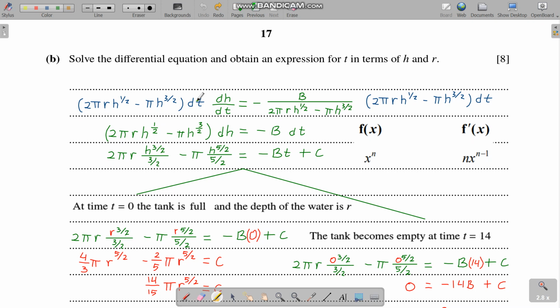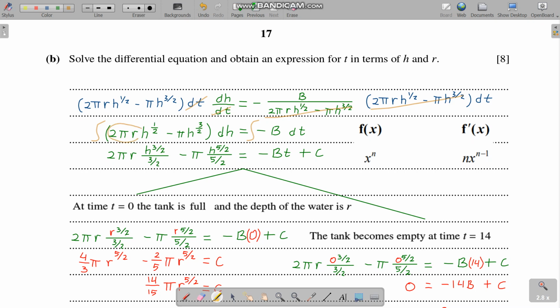Because on the left, we're going to cancel out the dt. We have only this. And on the right, we cancel out, we have only minus b dt. So now we're ready to integrate the equation, both sides.